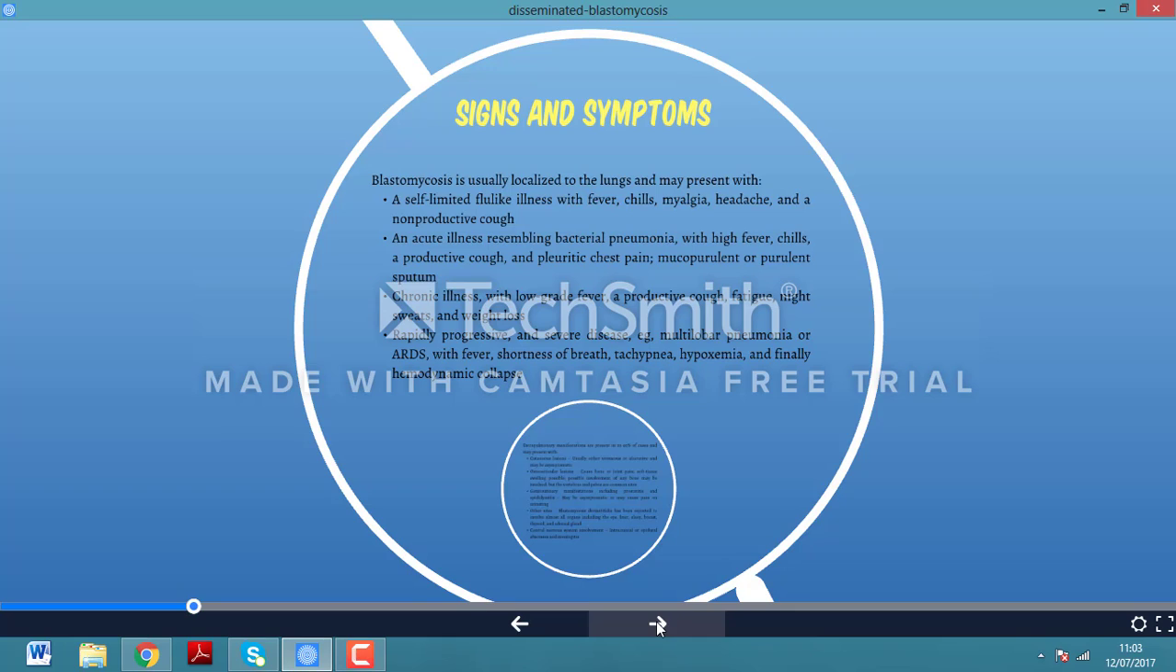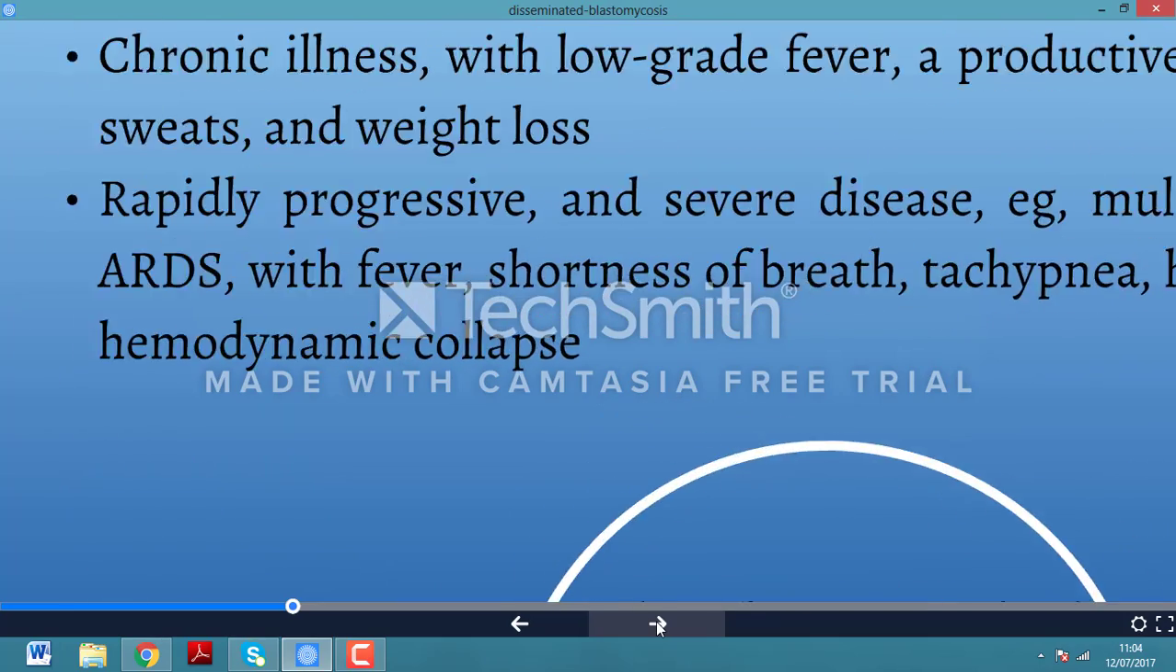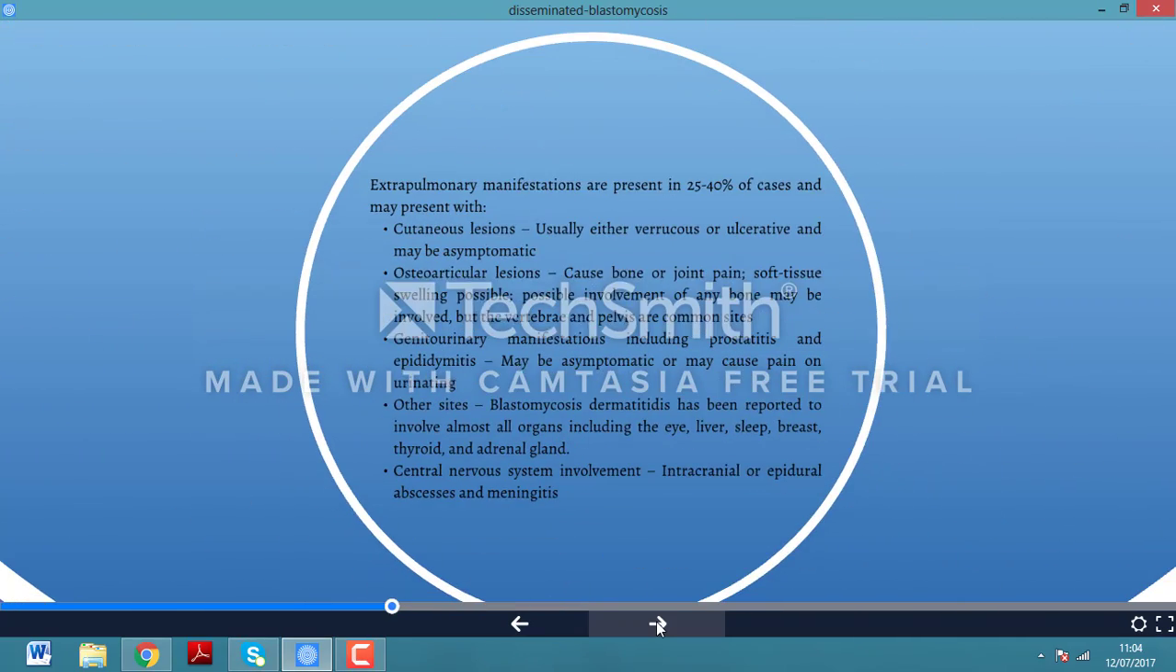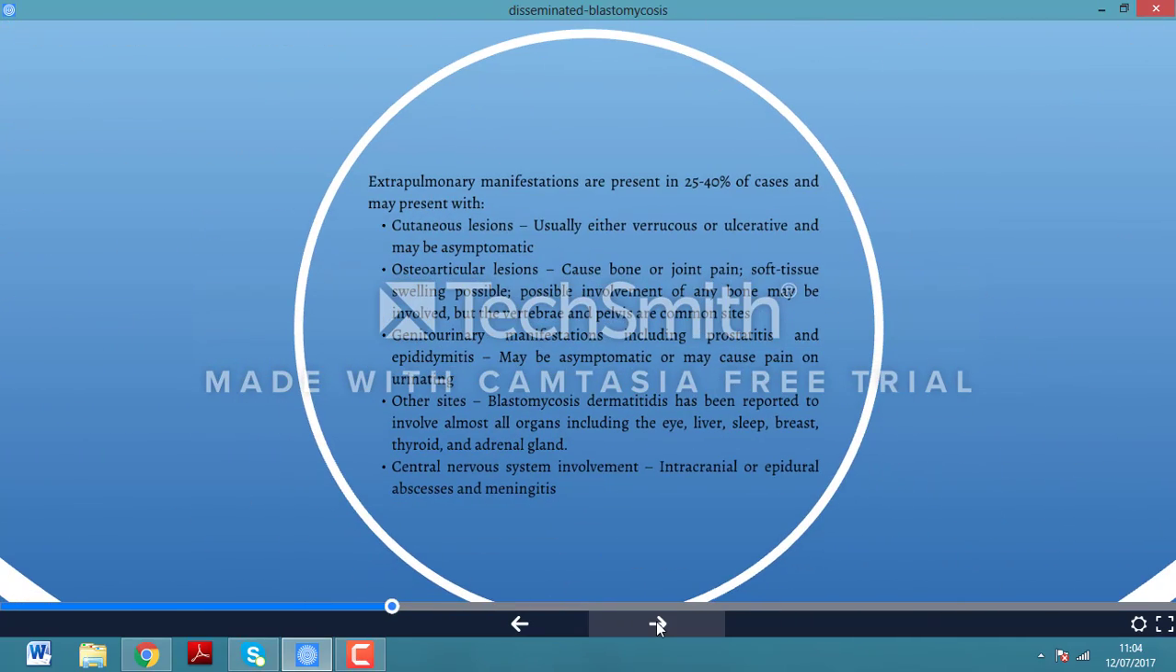Rapidly progressive and severe disease, for example, multilobar pneumonia or ARDS with fever, shortness of breath, tachypnea, hypoxemia, and finally hemodynamic collapse. Extrapulmonary manifestations are present in 25 to 40% of cases and may present with cutaneous lesions, usually either verrucous or ulcerative, and may be asymptomatic.